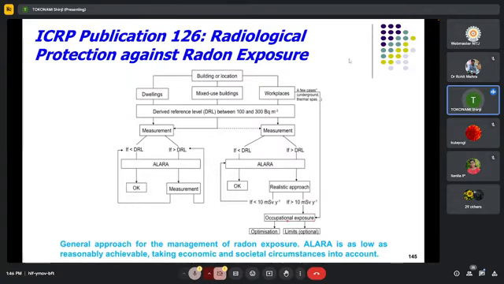We have to take optimization and limits, annual limits, optionally. ALARA is as low as reasonably achievable, taking economic and societal circumstances into account.